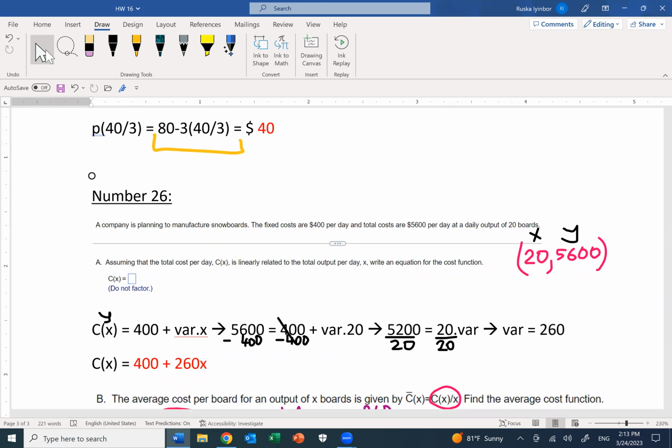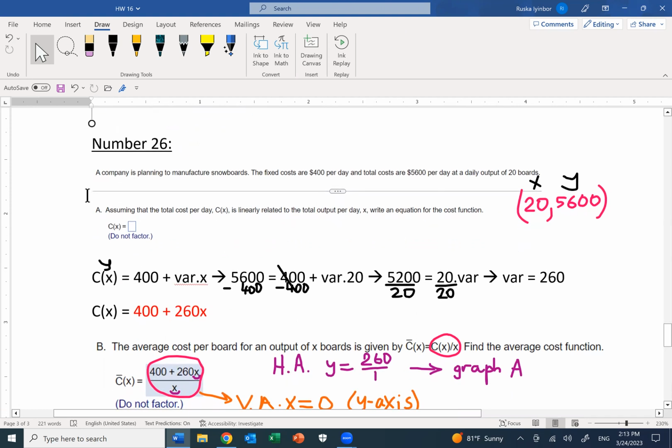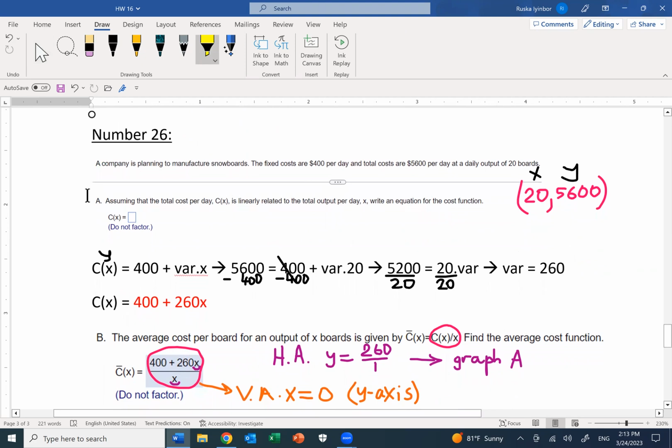Here what you're given is that the cost is fixed cost plus variable cost times X. The fixed cost is 400, so it's going to be 400 plus the variable cost times X. We need to find the variable cost. If you produce 20 boards, the cost is going to be 5,600. So we have X and Y coordinates given. We plug this X and Y into the function to find the variable cost. So Y is 5,600 equals 400 plus variable cost times 20.